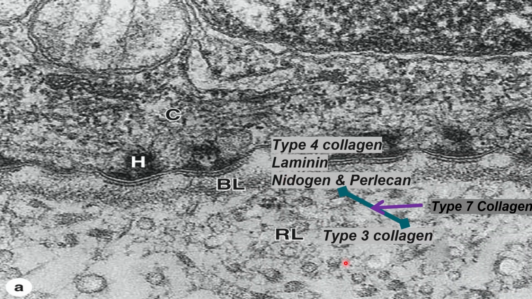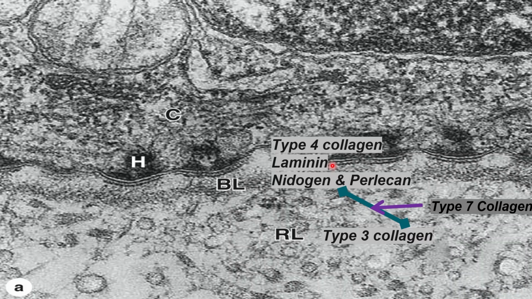Now, reticular lamina is composed only of type 3 collagen. That's the composition of reticular lamina. It helps in support, and it is bound to the basal lamina by type 7 collagen. Is that clear? So, reticular lamina has type 3 collagen. It is bound to basal lamina by type 7 collagen. Basal lamina is composed of type 4 collagen, laminin, nidogen, and perlecan. Nidogen and perlecan are both rod-like structures that cross-link laminin to collagen. So they connect laminin and collagen together, and they determine the porosity.